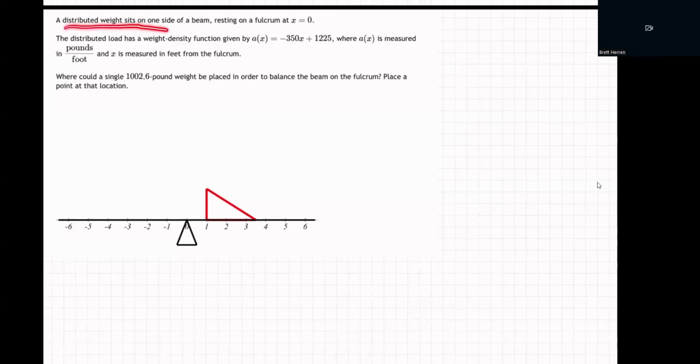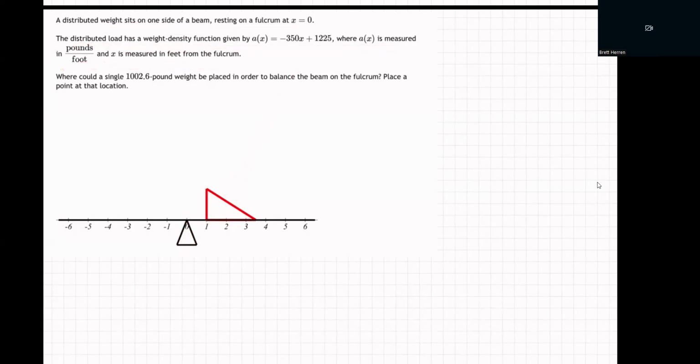A distributed weight sits on one side of a beam, resting on a fulcrum at x equals 0. So this is the fulcrum right here. It's trying to balance everything. We get this weight here. And it says the distributed load has a weight density function given by that function. That's that equation right there, where A of x is measured in pounds per foot, x is measured in feet from the fulcrum.